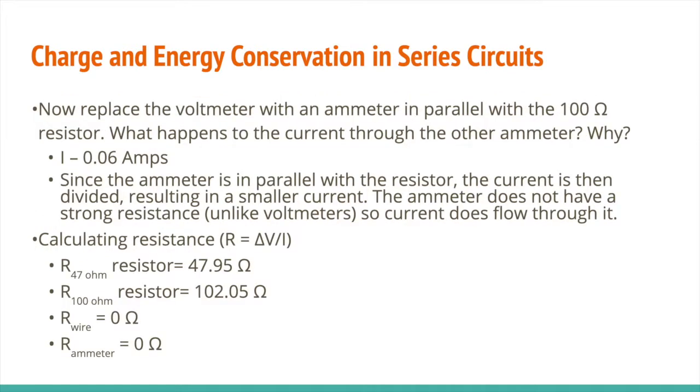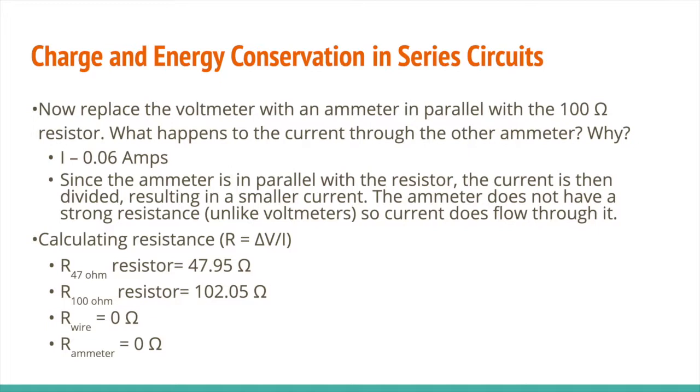Next, I was asked to replace the voltmeter with an ammeter in parallel with a 100 ohm resistor. It asked what happened to the current through the other ammeter and why. The current became 0.06 amps. Since the ammeter is in parallel with the resistor, the current is then divided, resulting in a smaller current. The ammeter does not have a strong resistance, unlike the voltmeters, so current does flow through it.